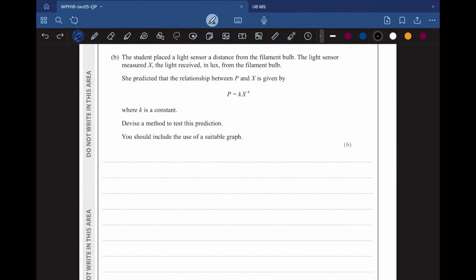Now in part B of question number 2, the student placed a light sensor at a distance from the filament bulb. The light sensor measured X, the light received in lux from the filament bulb. She predicted that the relationship between P and X is given by P equals Kx to the power of 4, where K is a constant. Devise a method to test this prediction. You should include the use of a suitable graph.